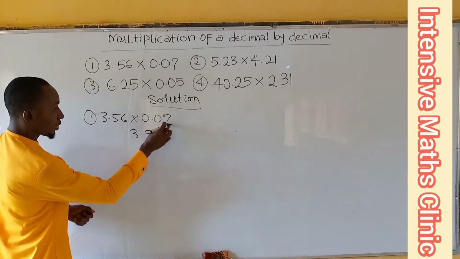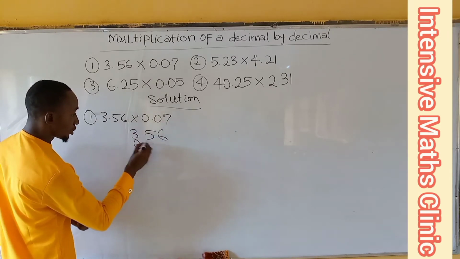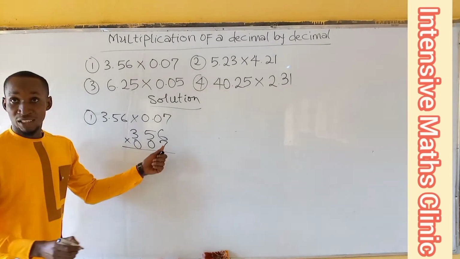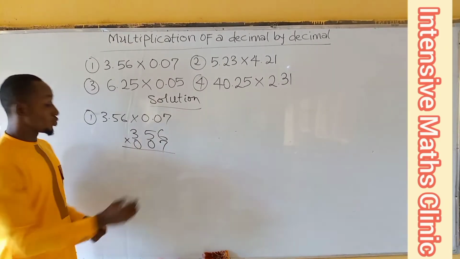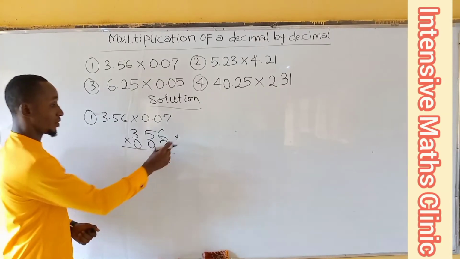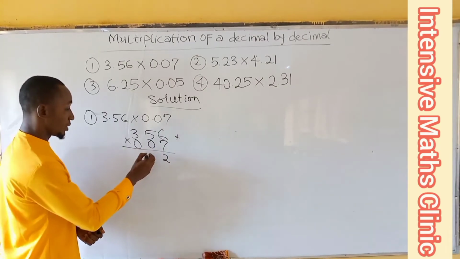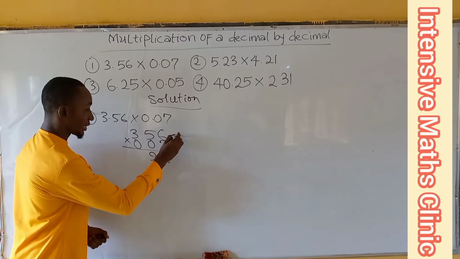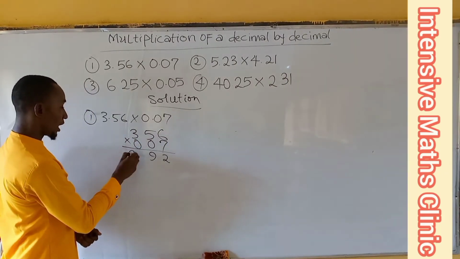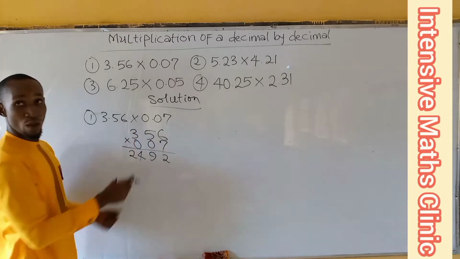356 multiplied by 007. So multiply by this. 7 multiplied by 6 is 42. We write 2 and take 4. 7 multiplied by 5 is 35, plus 4 is 39. We write 9 and take 3. 7 multiplied by 3 is 21, plus 3 is 24. We write the 24 here because this is the last number we are multiplying in this column.